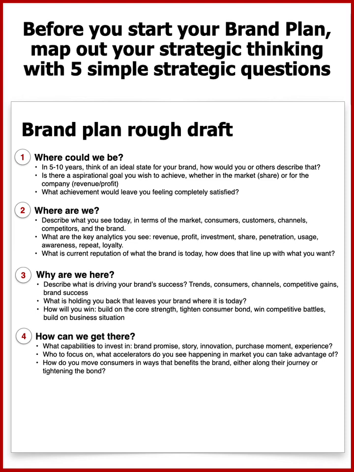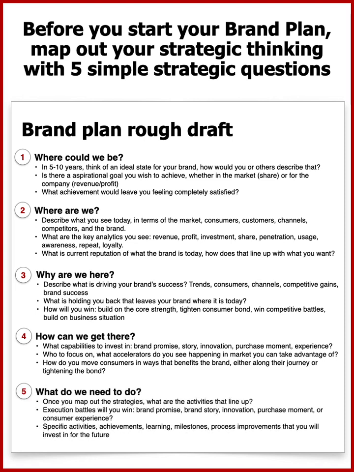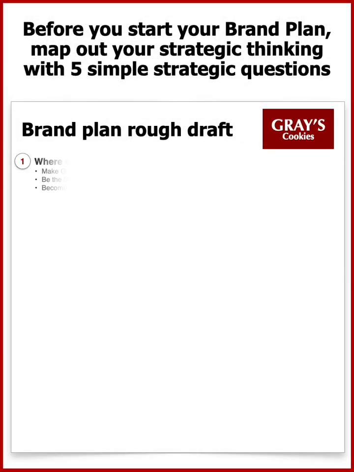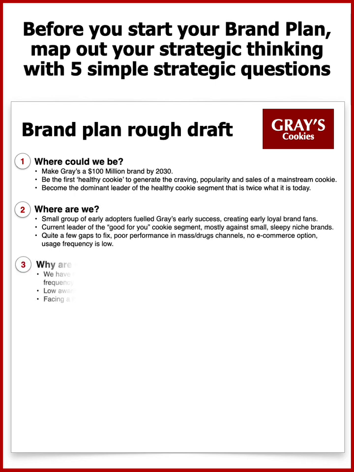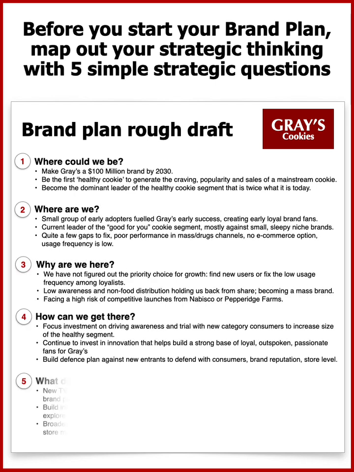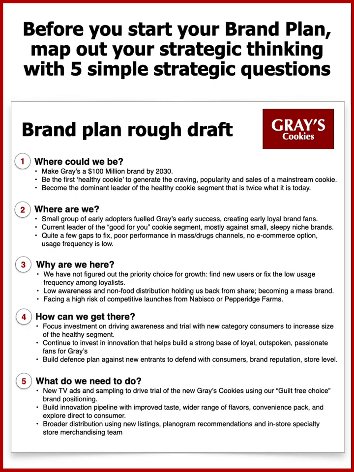And what do we want them to do? How will we move consumers in ways that benefit our brand? And finally, the 5th question starts to answer the activities we'll invest in. And these become the 5 questions that help me to see the overall plan before I even get started. And there's an example using Gray's cookies. 3 bullet points for each of the 5 questions is the ideal.